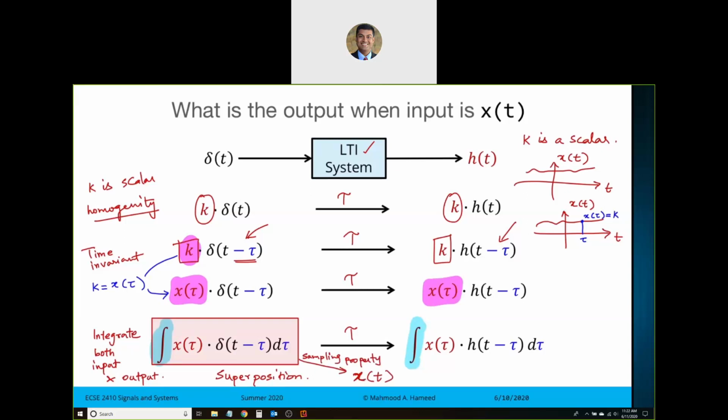So this is saying that if the input is x of t, the output will be an integration of x of tau h of t minus tau d tau. Very similar to the convolution sum. The changes are: summation has been changed to integration, m has changed to tau, and n has changed to t. And you get the convolution integral to find out the output of an LTI system, continuous time.